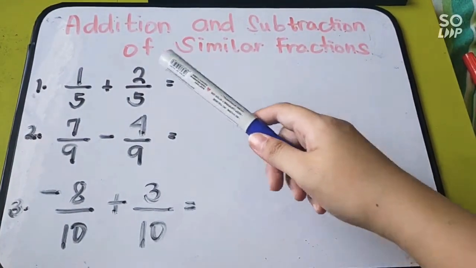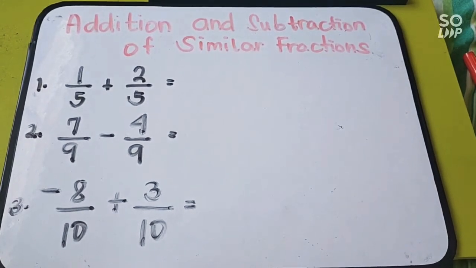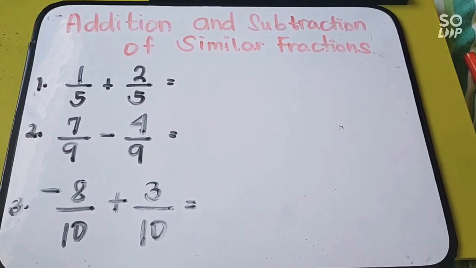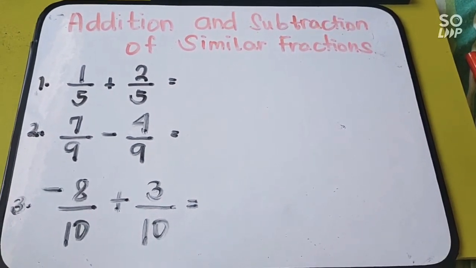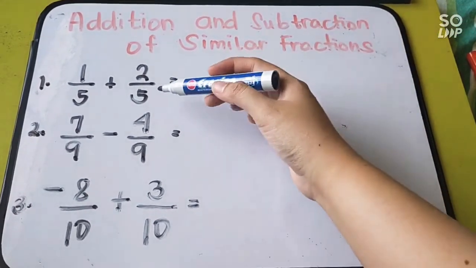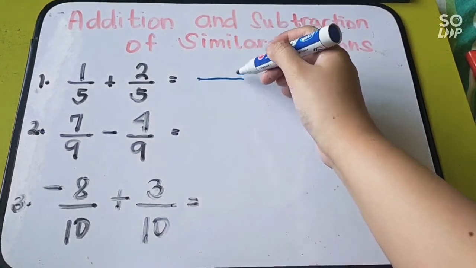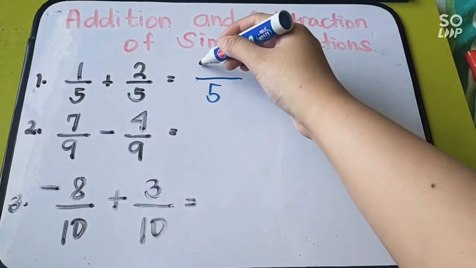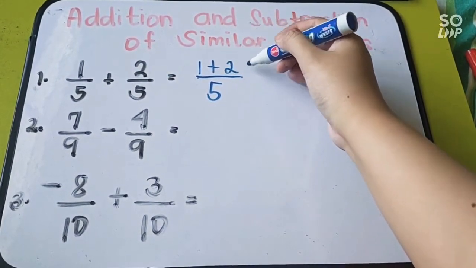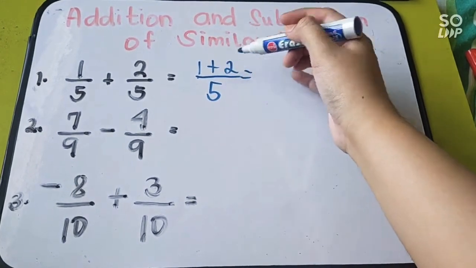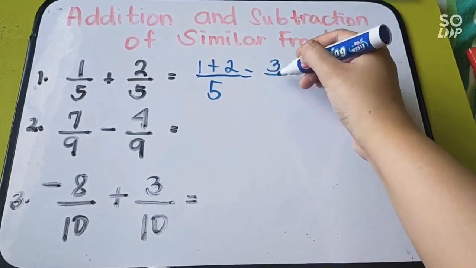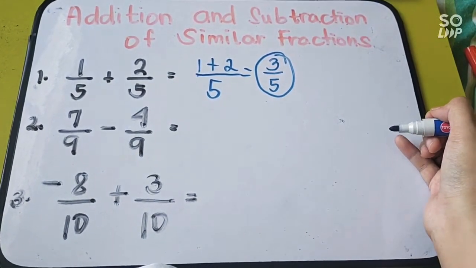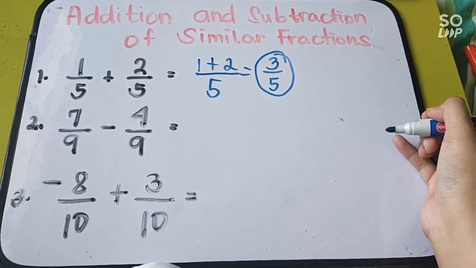So, for example, number 1, we have 1/5 plus 2 over 5. If you are going to add or subtract similar fractions, you will just copy the denominator. Okay? Just copy the denominator and then combine the numerator, which is 1 plus 2. So, we have 1 plus 2, the answer is 3 over 5. So, that is the answer for number 1. Ganun lang kasimple kapag similar fraction.